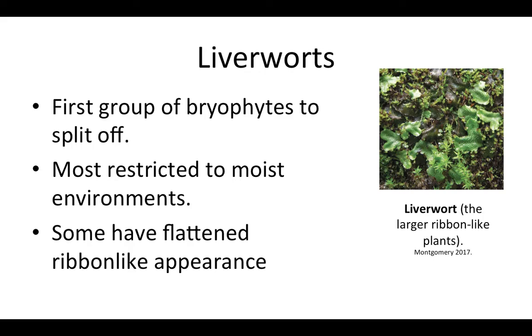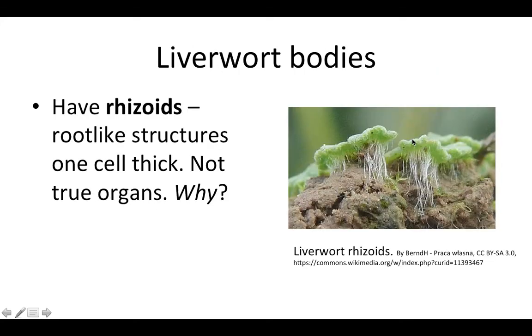Let's now talk about the liverworts in some detail, and then we'll talk about the moss and hornworts a little bit too. The liverworts are the first group of bryophytes to have split off. Most of them are restricted to moist environments because of their lack of cuticle and because they cannot close their pores. And they do not all have this flattened appearance, but as I've already said, this is a common form we are accustomed to seeing.